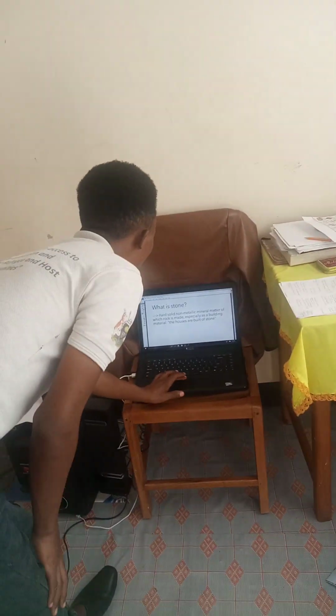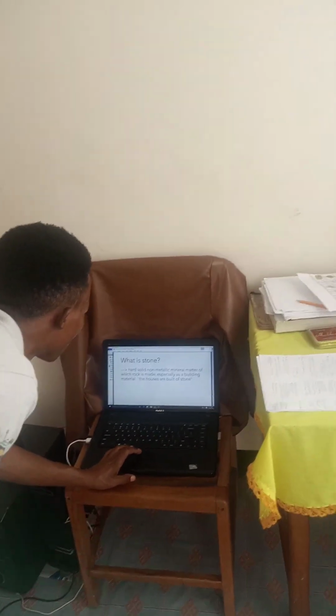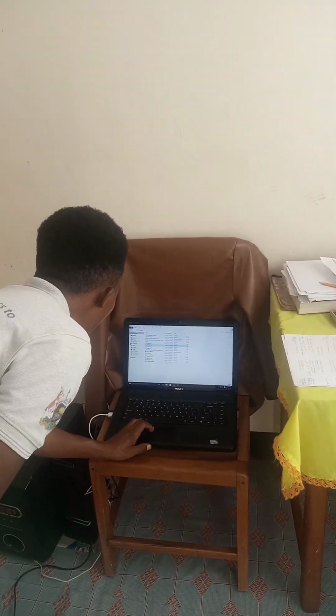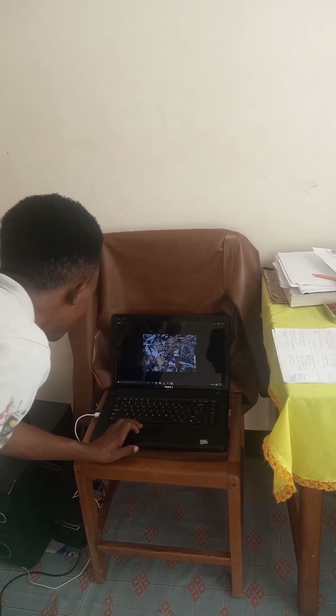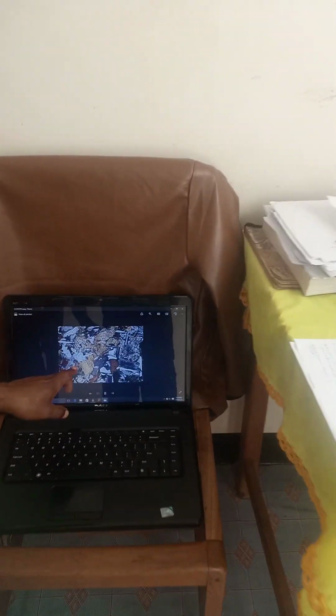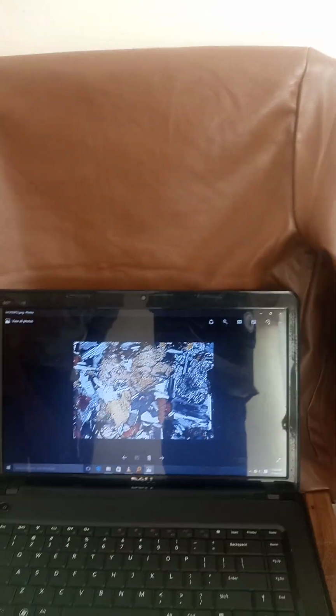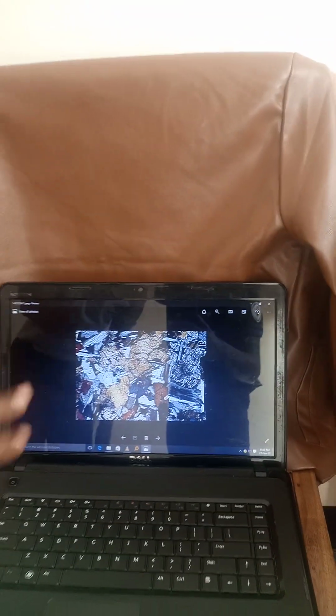Another teaching aid that I've also thought wise to bring in is the microscopic image of the characteristics of rocks. The microscopic image is an image that was captured under a microscope, and I would like to show it here on the laptop. This is the microscopic image of a rock. So that is a rock under a microscope.